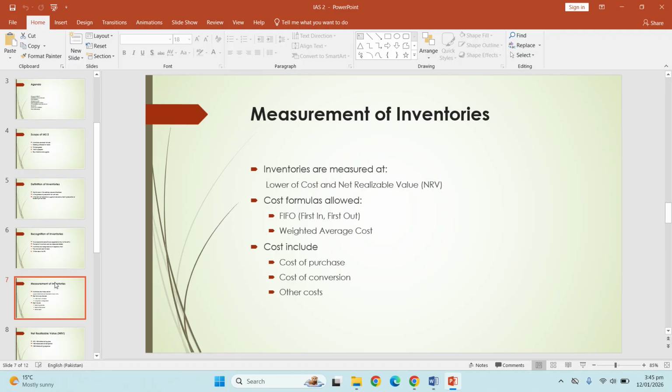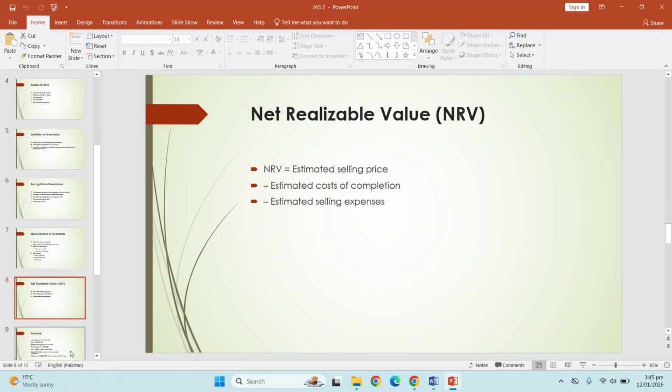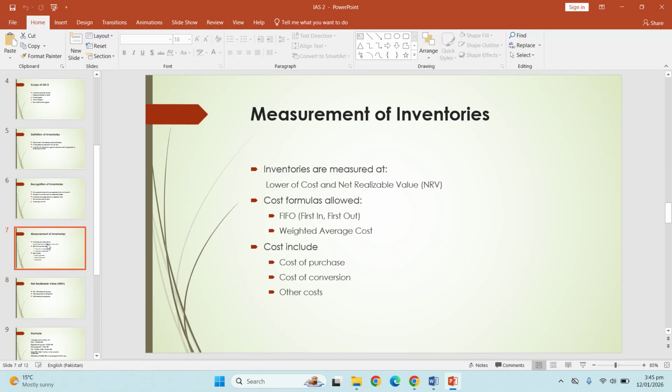The cost of inventories is made up of three parts: cost of purchase, cost of conversion, and other costs. The cost of purchase includes price paid, transport, and import duties, and the cost of conversion includes labor and production overheads, and the other costs include only those necessary to bring the inventory to its current state. And some cost formulas allowed in this standard are first in first out and weighted average cost.